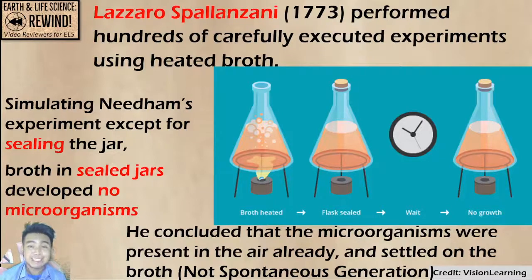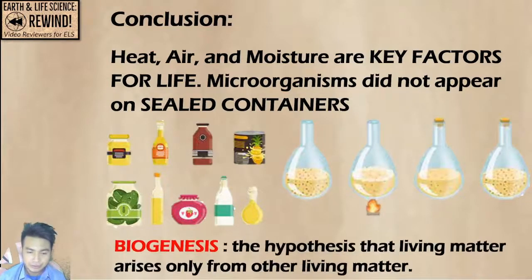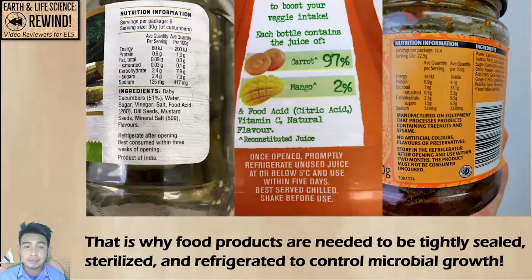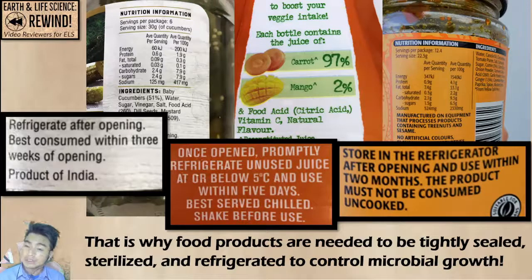So with Spallanzani's conclusions, heat, air, and moisture are key factors for life. Microorganisms did not appear in sealed containers. And with that, another hypothesis started, the biogenesis hypothesis, that living matter arises only from other living matter. And with the concept of biogenesis, microorganisms being present in the air, that is why food products need to be tightly sealed, sterilized, and refrigerated to control microbial growth.